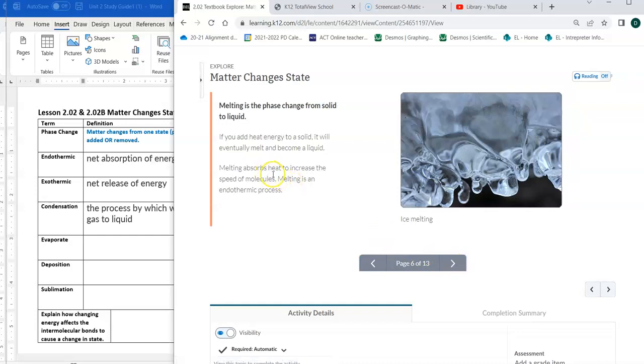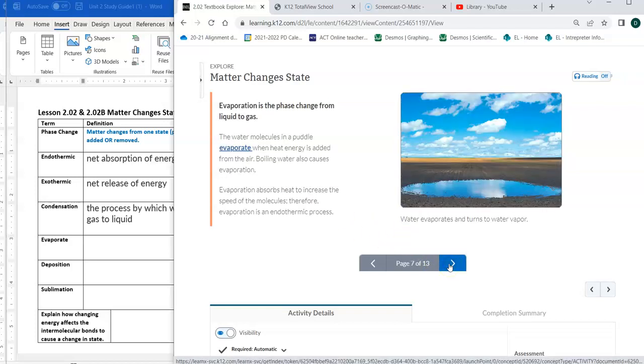So melting, we know what melting is. We've all seen ice cubes melt. It's gaining energy, so it's heating up. The molecules are moving faster, and so they lose that cohesion. They lose that structure because the molecules are flowing freely around each other. It's endothermic.